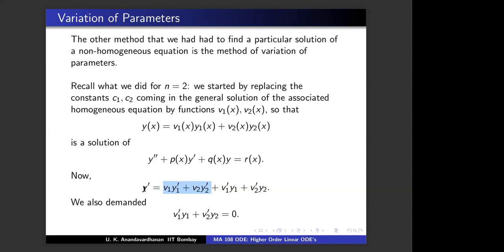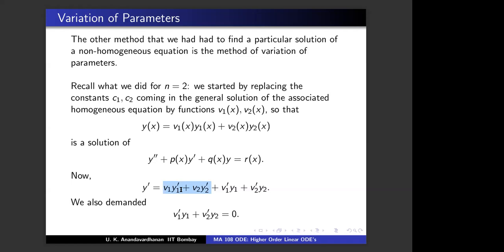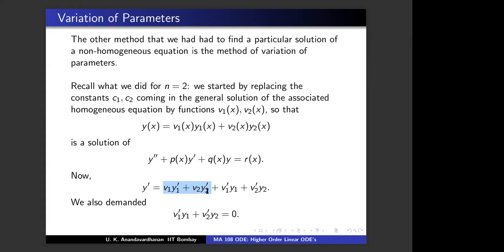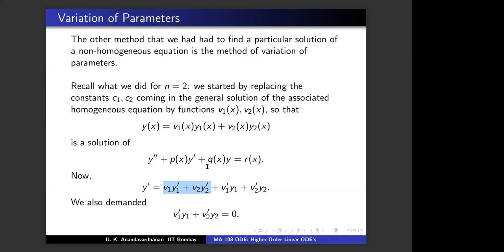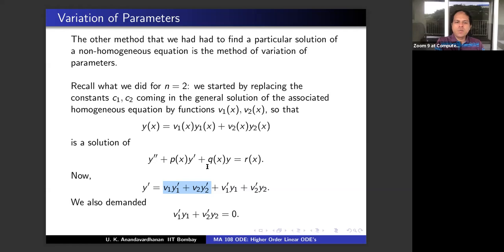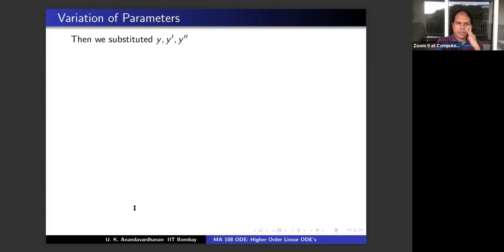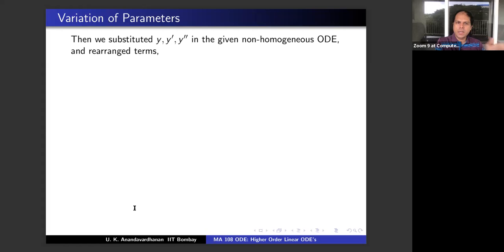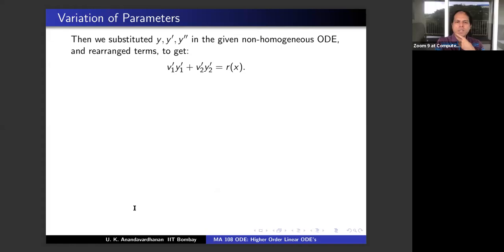And this you are going to differentiate once more. So you will get V1 y1 double prime plus V1 prime y1 prime plus V2 y2 double prime plus V2 prime y2 prime, which you will substitute in this. You will end up with one more equation, and that equation together with this equation will be a linear system which you will solve. This was the idea. When you substitute all these things in the non-homogeneous differential equation, rearrange terms, and use the fact that y is a solution, you get V1 prime y1 prime plus V2 prime y2 prime equal to R(x).